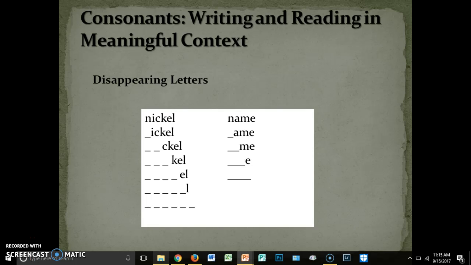Then taking that same consonant N and putting it into meaningful context. This is all vocabulary out of the unit, and this activity is called disappearing letters. The student is going to spell the word nickel and say the word nickel. N-I-C-K-E-L, nickel. The next line, the student is going to write in the missing letter, and then again, spell the word, say the word. And they continue doing that until the very last line, where the student is going to spell and write the entire word and read the word. So anytime you have a student write something, they should also read it.